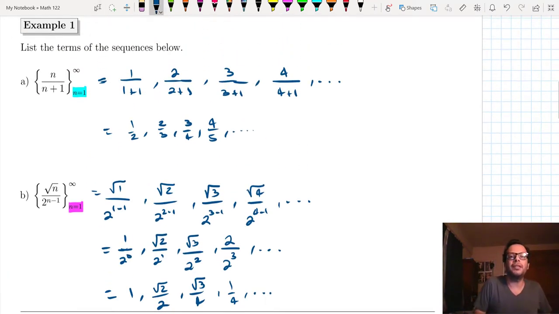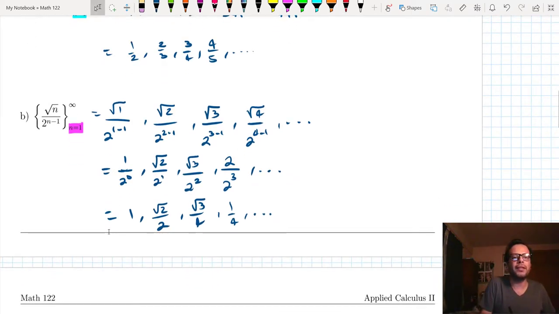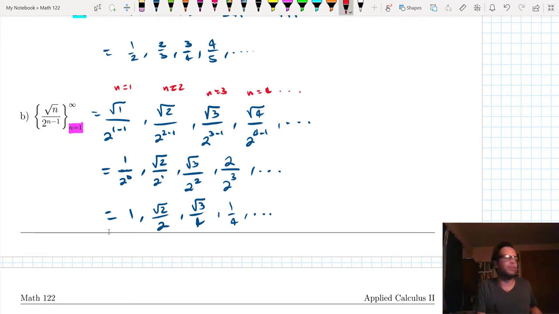So what did we do essentially? Let me recap. Here we plug in n equals 1, here we plug in n equals 2, here we plug in n equals 3, here we plug in n equals 4, and so on and so forth. Likewise, here we started plugging in n equals 1, n equals 2, n equals 3, n equals 4, and so on if we were to plug in even more values, which we'll just keep like this.